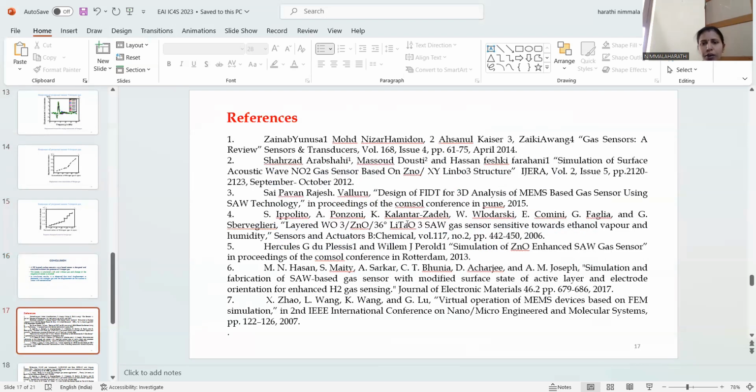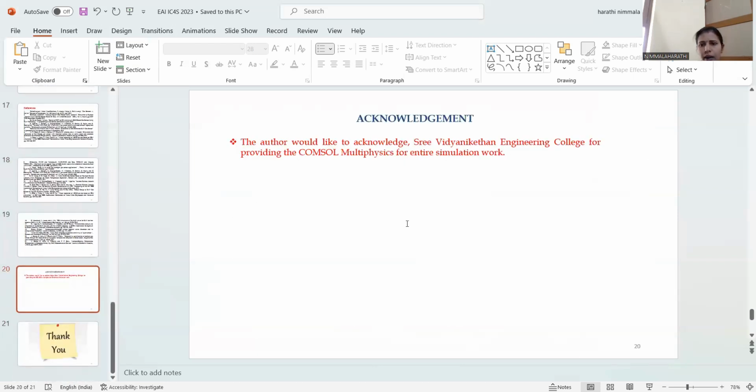And here are some references which we have used for the simulation and for the study. And I acknowledge Sri Vidyaniketan Engineering College, which has provided me the COMSOL Multiphysics software.